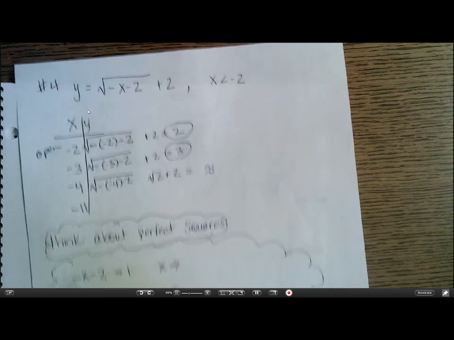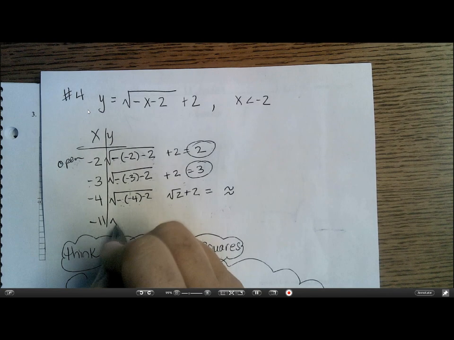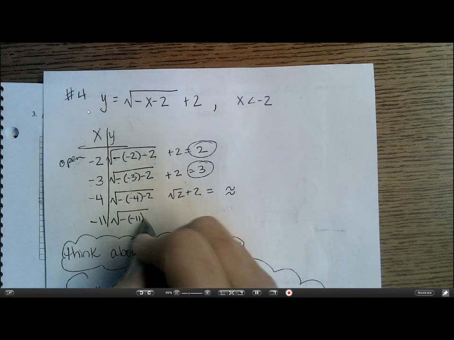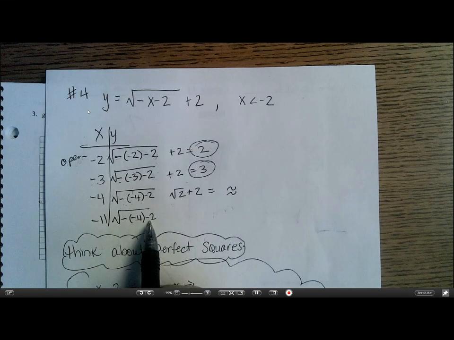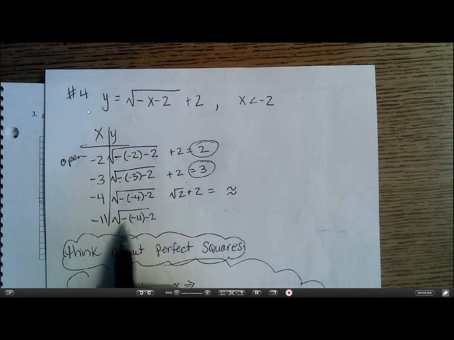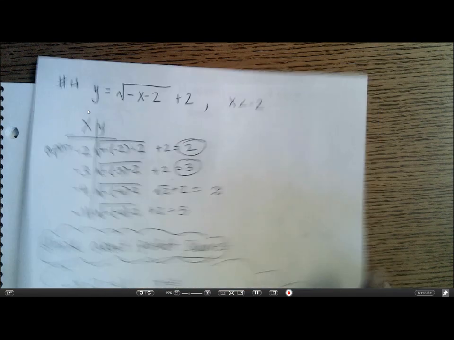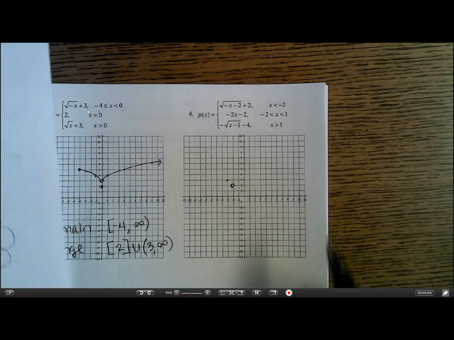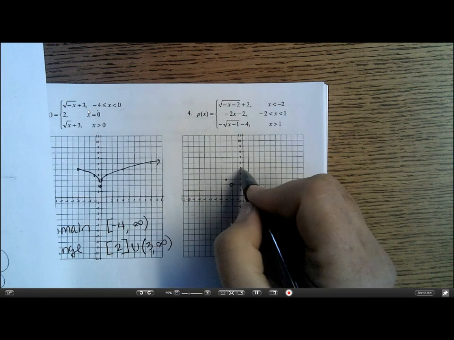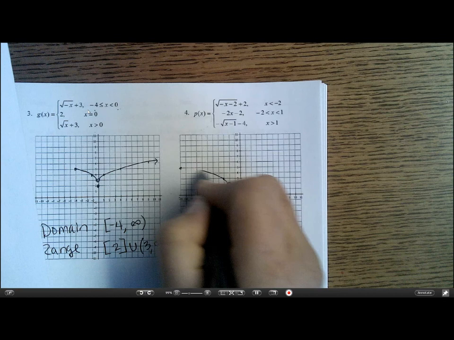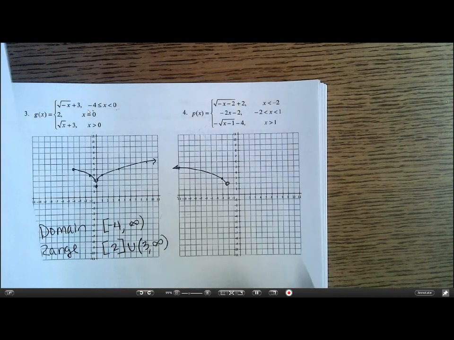So if I were to plug in negative 11 right here, I'm going to have the opposite of negative 11 minus 2. So 11 minus 2 is 9. The square root of 9 is 3. 3 plus 2 is 5. So negative 11, 5 would be right here. And all I'm going to do is connect them and make an arrow.